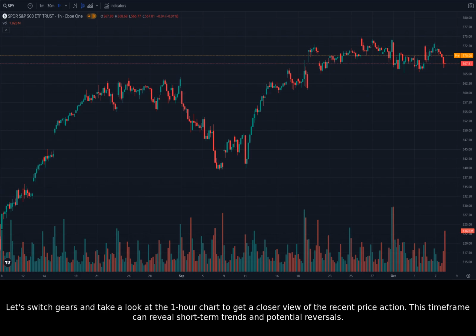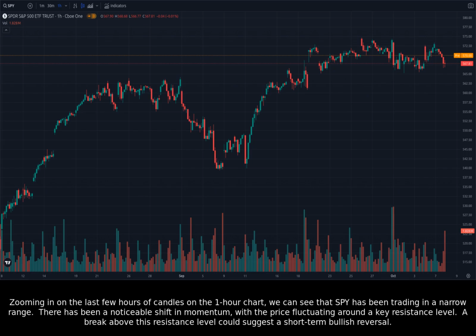Let's switch gears and take a look at the 1-hour chart to get a closer view of the recent price action. This time frame can reveal short-term trends and potential reversals. Zooming in on the last few hours of candles on the 1-hour chart, we can see that SPY has been trading in a narrow range. There has been a noticeable shift in momentum, with the price fluctuating around a key resistance level. A break above this resistance level could suggest a short-term bullish reversal.